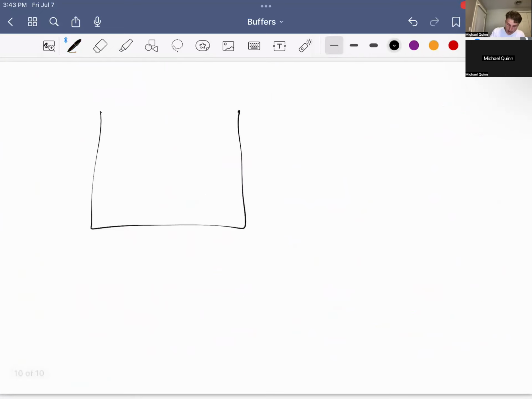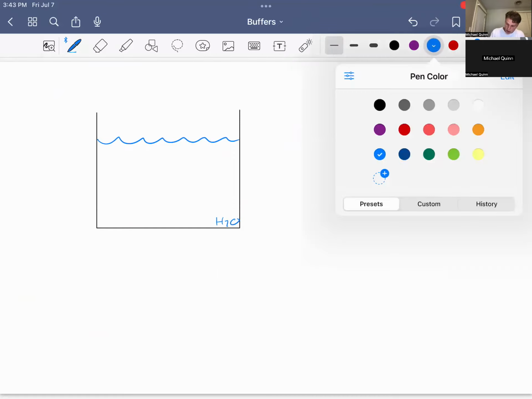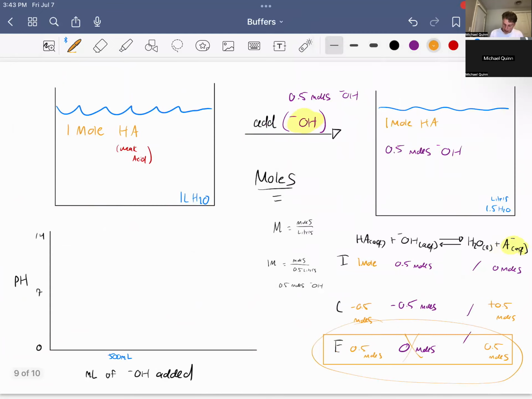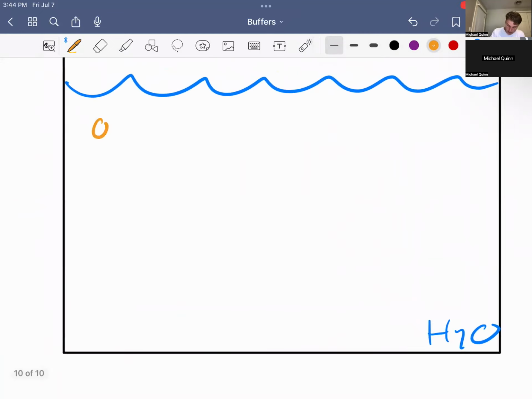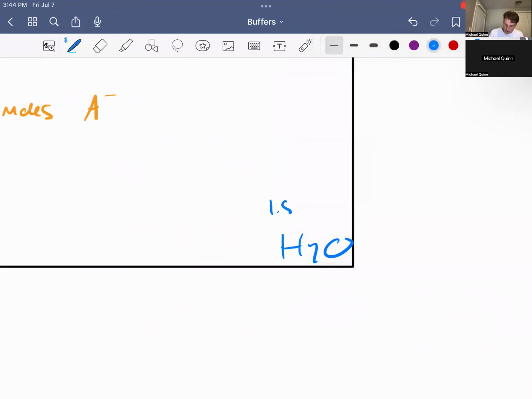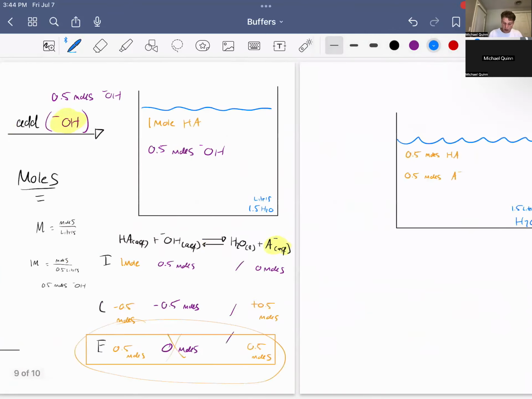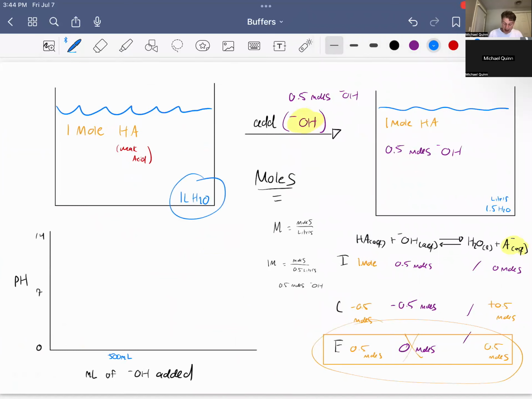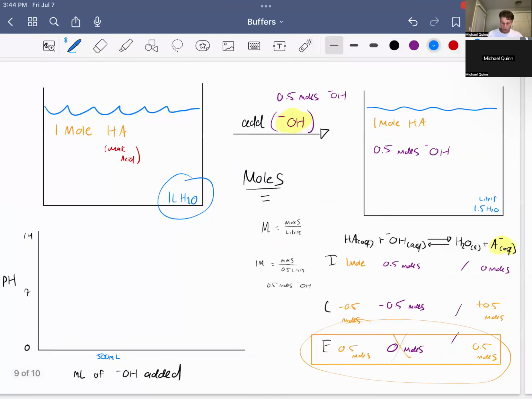So we have H2O in our beaker. We have 0.5 moles of HA and 0.5 moles of A minus, and we have 1.5 liters of H2O. That's because we started with 1 liter of H2O and we added 500 milliliters or 0.5 liters of that 1 molarity solution of OH minus. So we have a total of 1.5 liters.